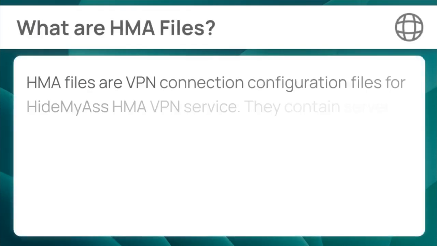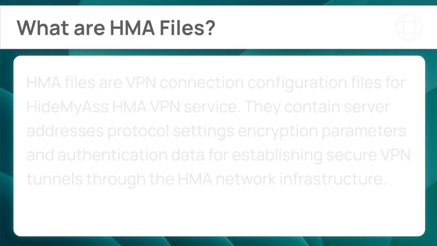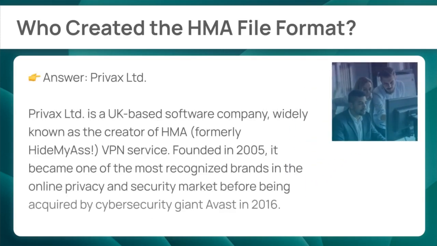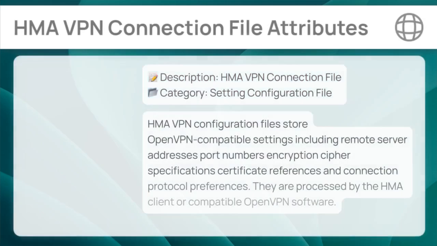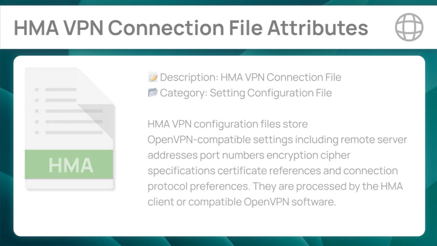HMA files are VPN connection configuration files for the HideMyAss HMA VPN service. They contain server addresses, protocol settings, encryption parameters, and authentication data for establishing secure VPN tunnels through the HMA network infrastructure. HMA VPN configuration files store OpenVPN-compatible settings including remote server addresses, port numbers, encryption cipher specifications, certificate references, and connection protocol preferences. They are processed by the HMA client or compatible OpenVPN software.